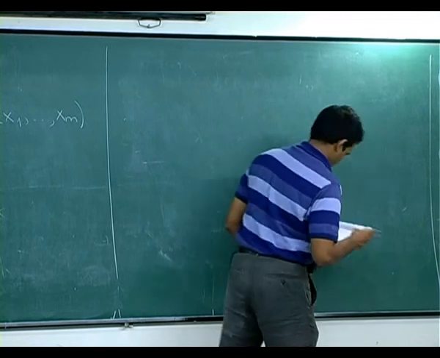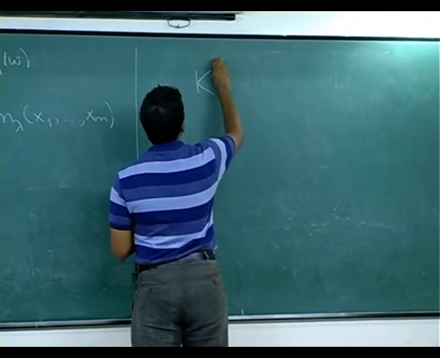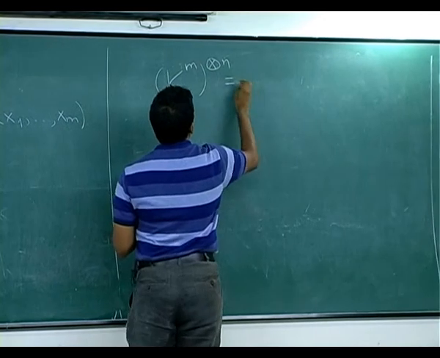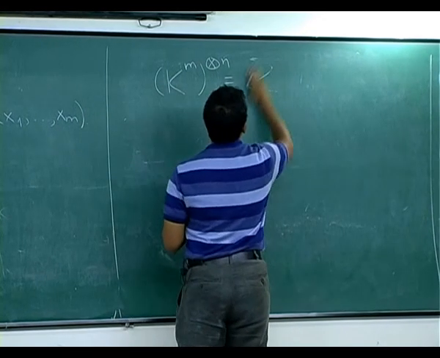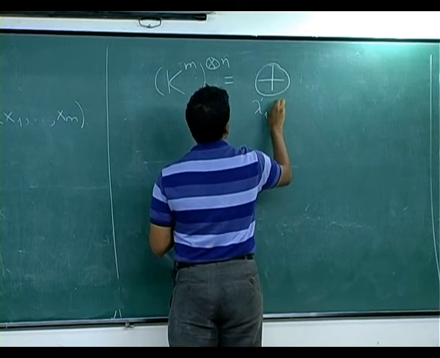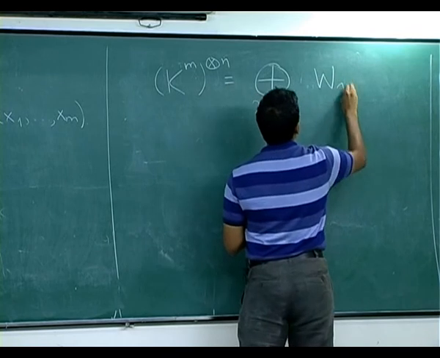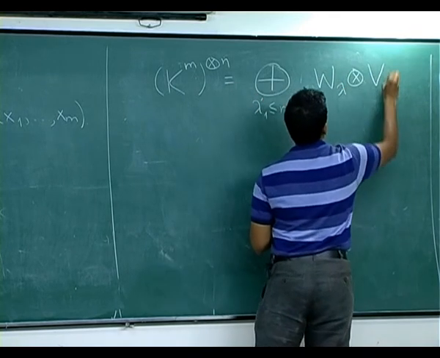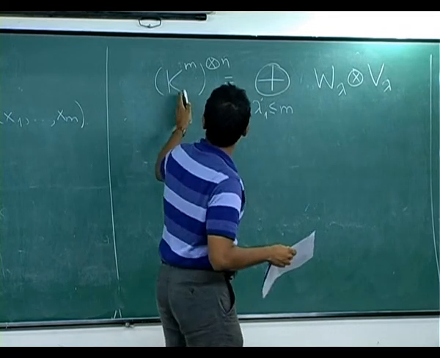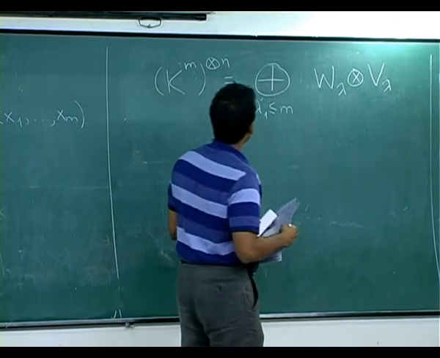Yeah. So, what I am going to say is that we have this decomposition of K^m tensor power n as a direct sum over lambda with lambda prime 1 less than or equal to m of W lambda tensor V lambda. So, if you take the character, we calculated the character of the left hand side. What is the character of the right hand side?